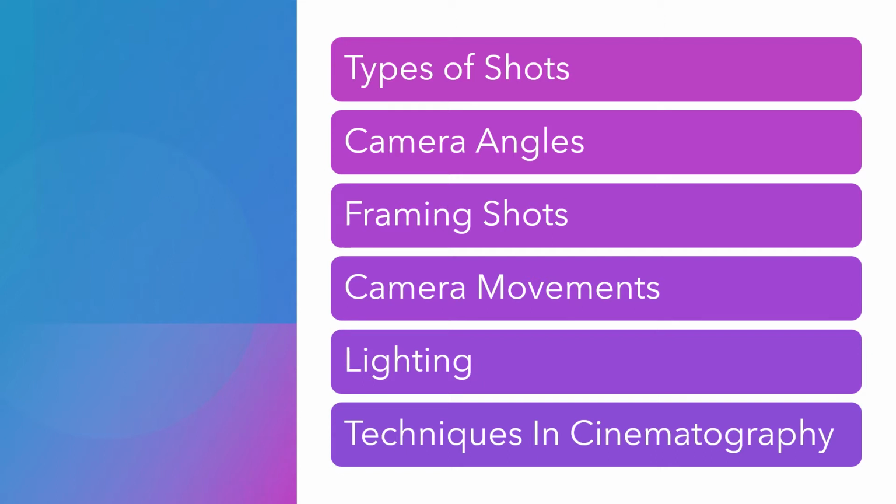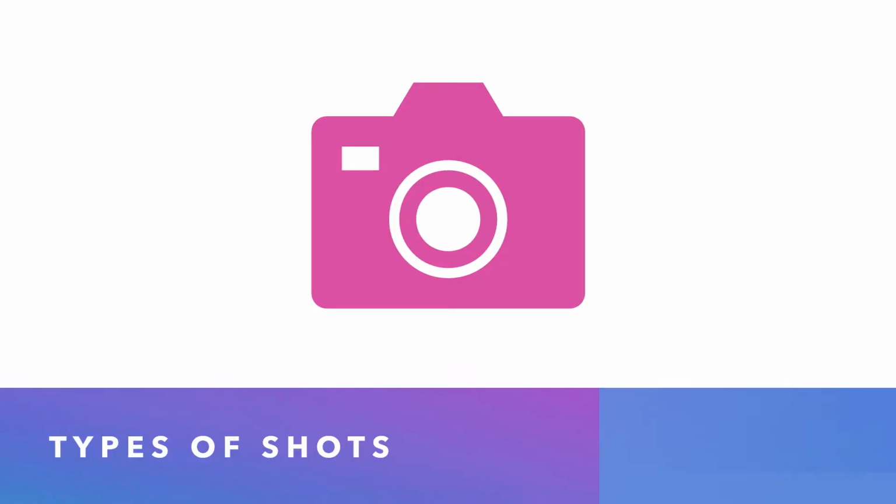This video is divided into 6 parts: type of shots, camera angles, framing of shots, camera movements, lighting, and techniques in cinematography. Let us begin with the types of shots.